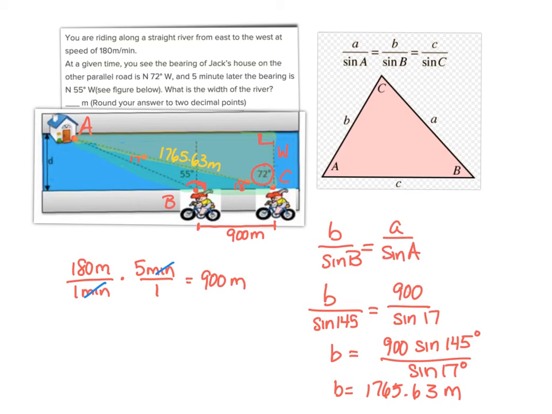In order to find the width of the river, we have the hypotenuse. We're looking for the side adjacent to 72 degrees. Adjacent over hypotenuse is the cosine function. So we'd say the cosine of 72 degrees is equal to the side adjacent, which is the width of the river, divided by the hypotenuse. And again, this number not rounded off is in our calculator. In order to find the width, we're just going to multiply both sides by 1,765.63.